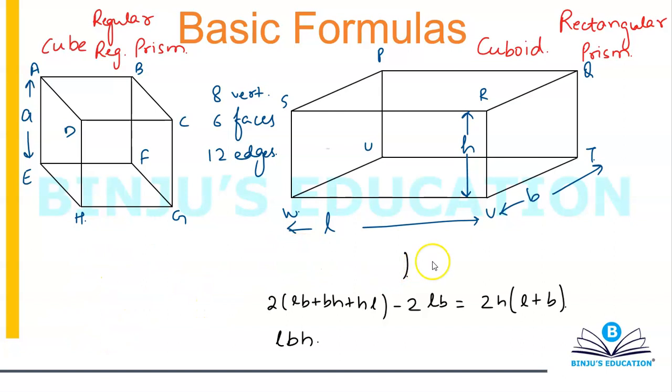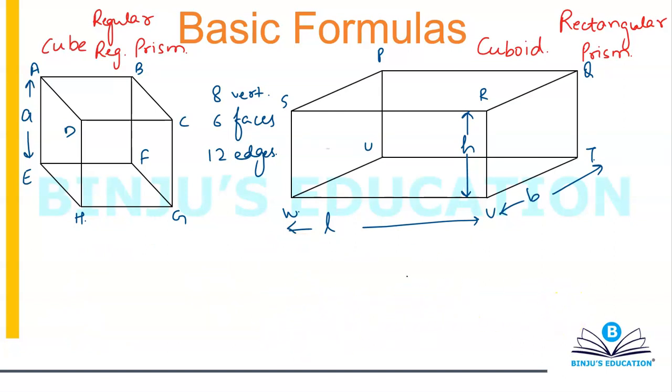There are two more things which can be asked in the exam. The first thing goes by the name of face diagonal, and the second thing is the body diagonal. Now what's a face diagonal, what's a body diagonal? Let's try and understand it.